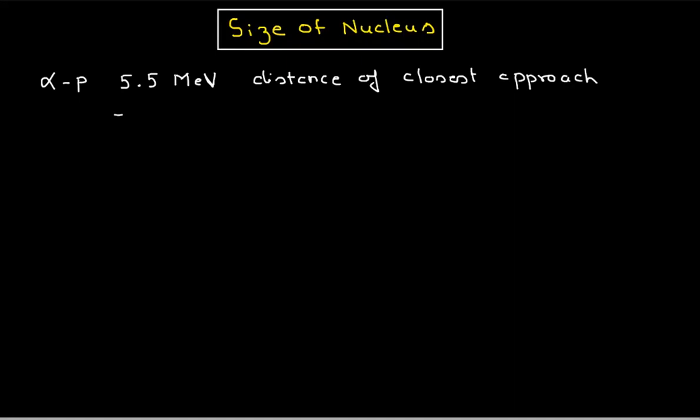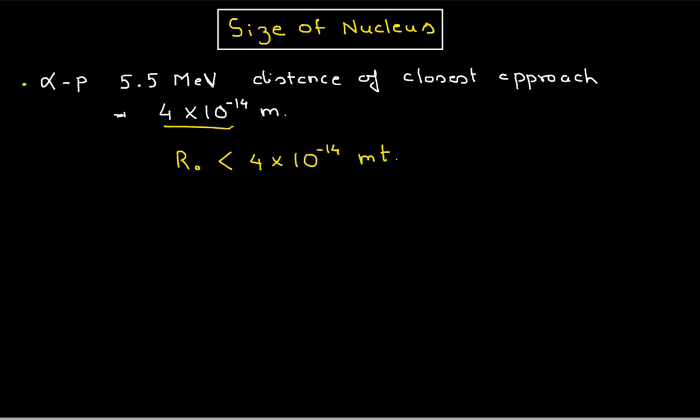is roughly 4 into 10 to the power minus 14 meter, closest approach from the center of the nucleus. So what can I say about the radius of the nucleus, will it be less than this or more than this? Less than. Of course the alpha particle is not touching the nucleus. It comes very near and then goes back. Okay, so this is how it is.